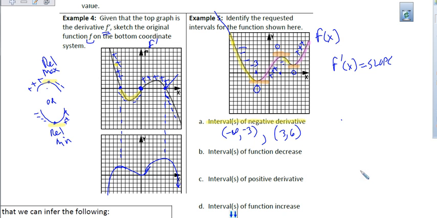Okay, so where are the intervals where the function decreases? Well, the function itself is decreasing where this derivative is negative, right? So part B is exactly the same answer that you got for A. It's decreasing on these intervals here. So the function is decreasing when the slope is negative.